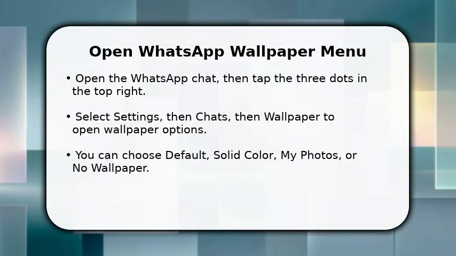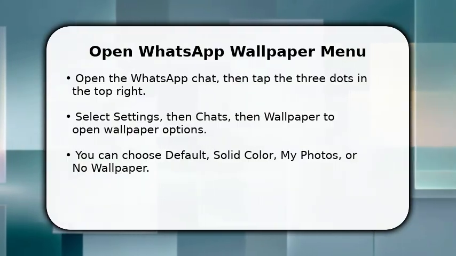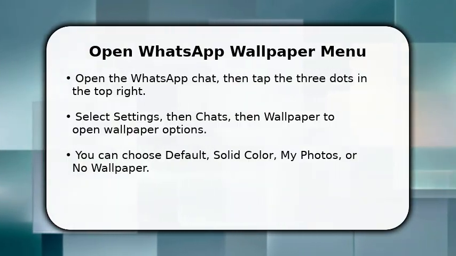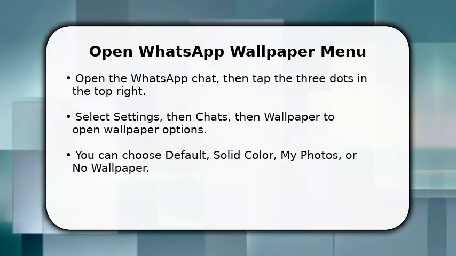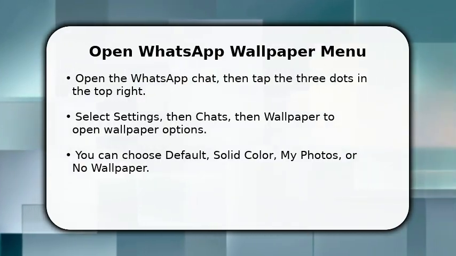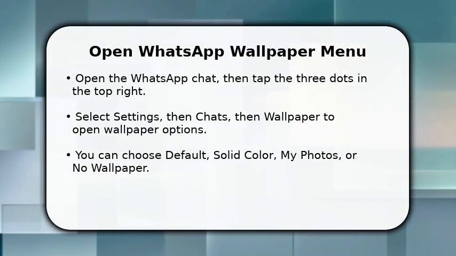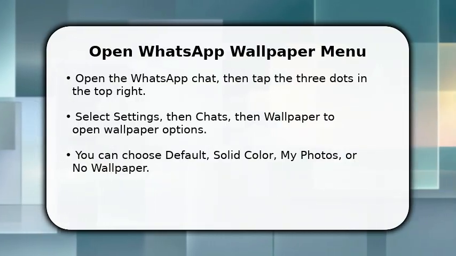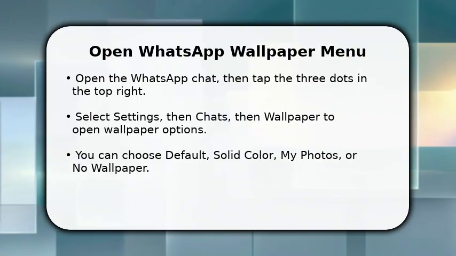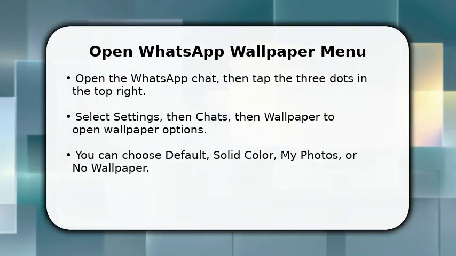Open the WhatsApp chat you want to change wallpaper for now. Tap the three dots in the top right to open the menu. From that menu, select Settings, then Chats, then Wallpaper to open wallpaper options. You will see choices: Default, Solid Color, My Photos, or No Wallpaper for removal.